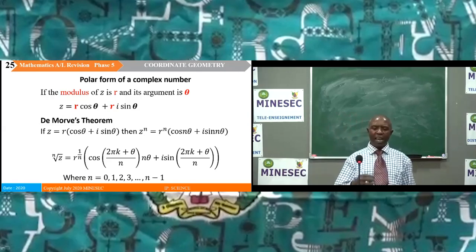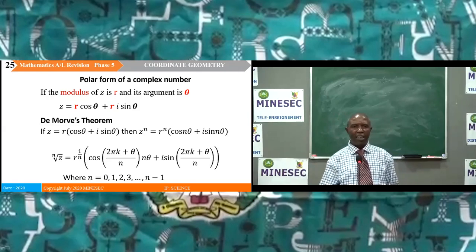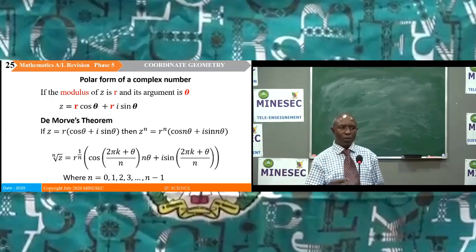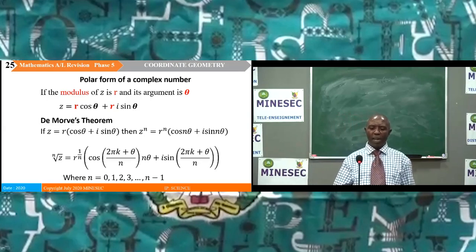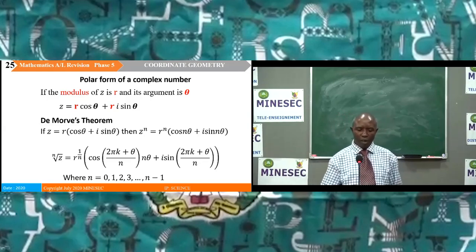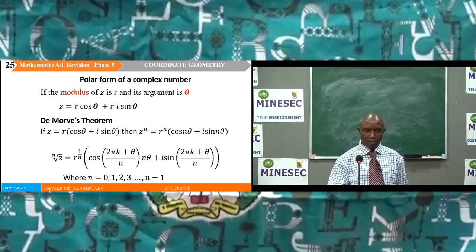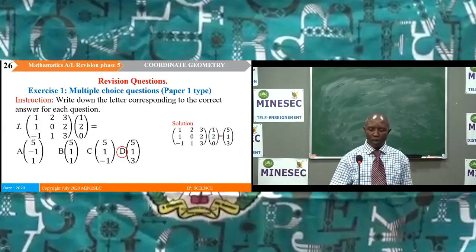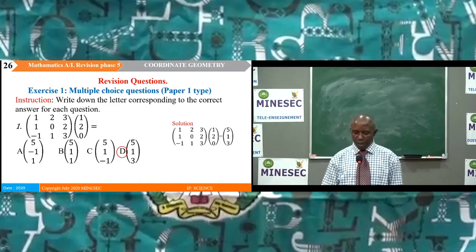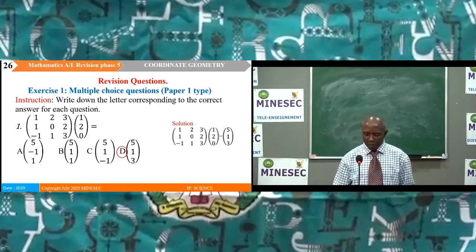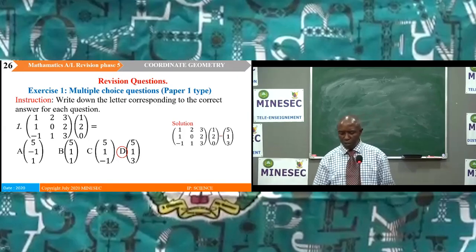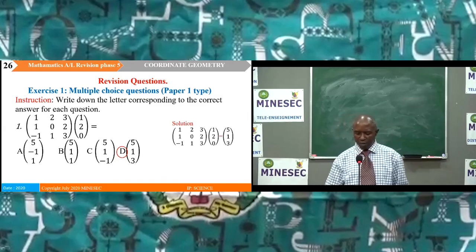And the nth root of z is equal to r to the 1 on n into cos of (2 pi k plus theta) divided by n, plus i sine of the same, as you find on your screen. We have come to the end of revision for phase 5. We'll be right back. We will continue with revision questions for this phase.